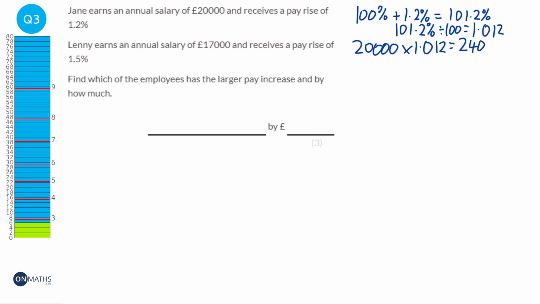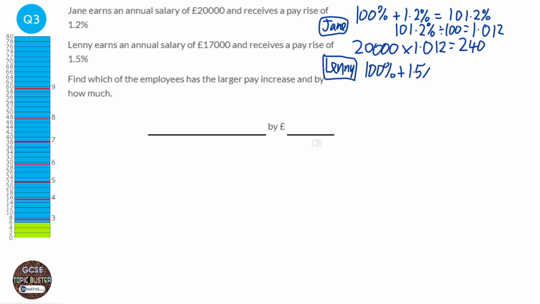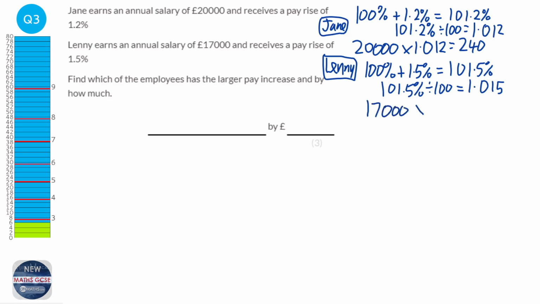Next we do the same for Lenny, so that is Jane. And so let's do Lenny. And so that's 100% plus the 1.5%, will be 101.5%. Make that a multiplier, 101.5%. We divide that by 100, which gives us 1.015. And then finally what we do is we get the 17,000 times it by the multiplier. And when we do that, we get 17,255.